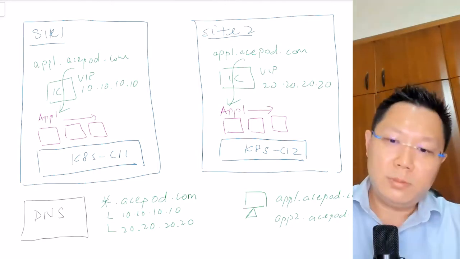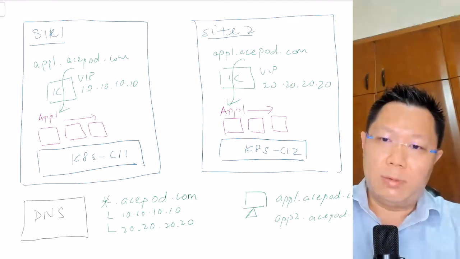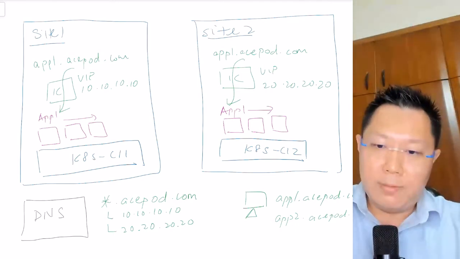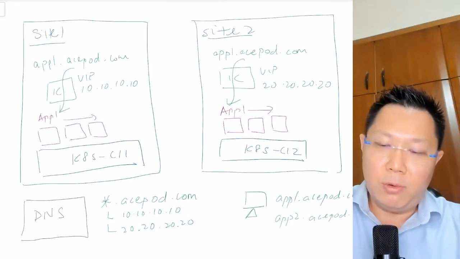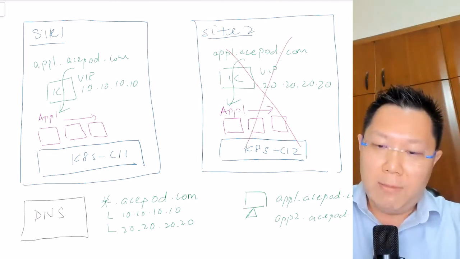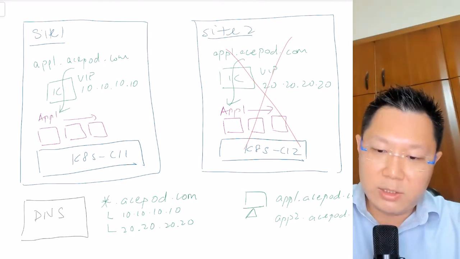Okay, so what's the issue over here? Let's say your site goes out, so the whole site goes down. When your client requests the domain name, your DNS server will still reply with either of these addresses. So basically 50% of your users might now be affected, correct?